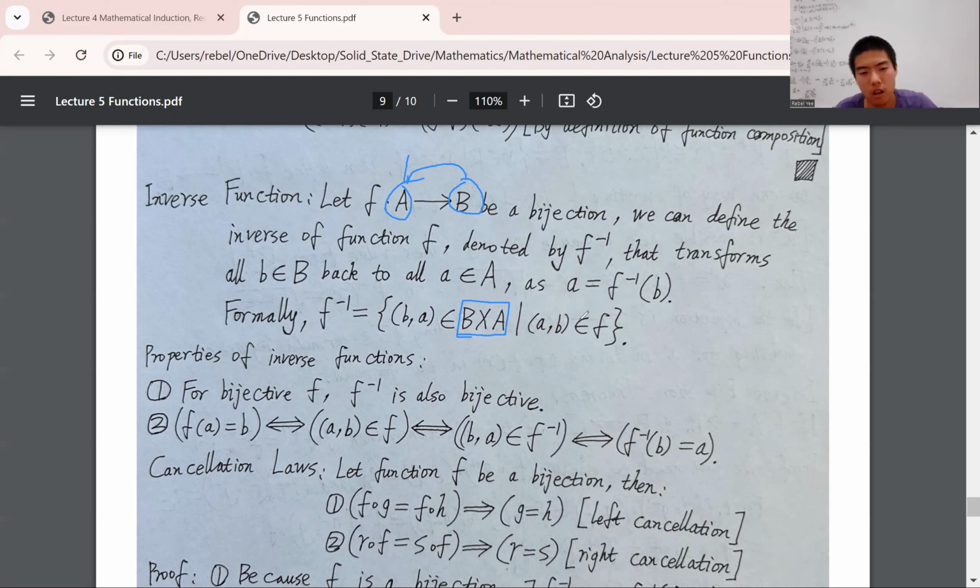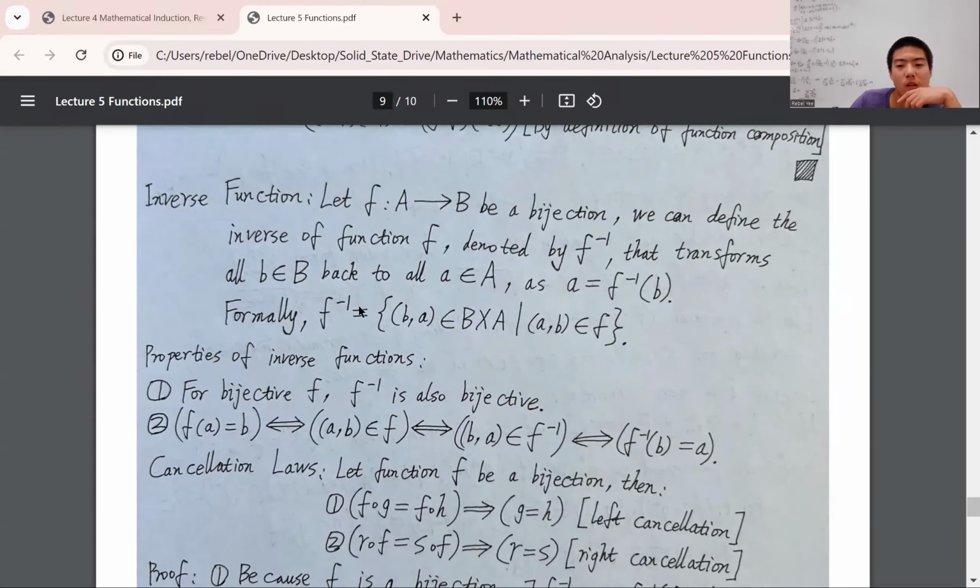So they're just inverses. Some properties of the inverse function: if the function f is bijective, which is where the inverse function is defined, then f⁻¹ is also bijective. The second property is that if f(a) equals b, then (a, b) belongs to f. And if (a, b) belongs to f, then (b, a) belongs to the inverse of f, which means f⁻¹(b) is equal to a. Okay, so this is actually what the inverse function is.